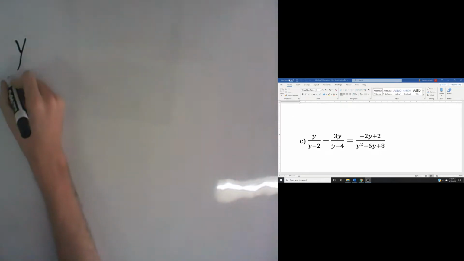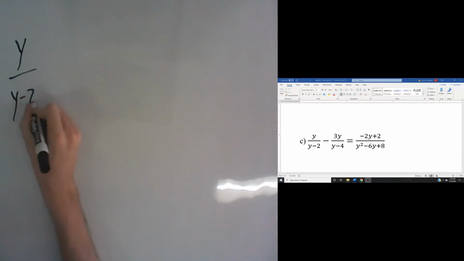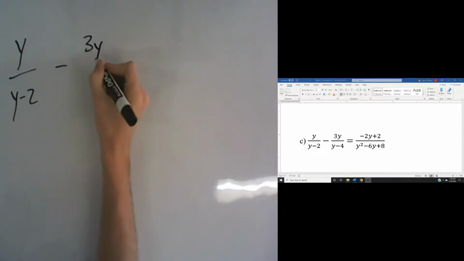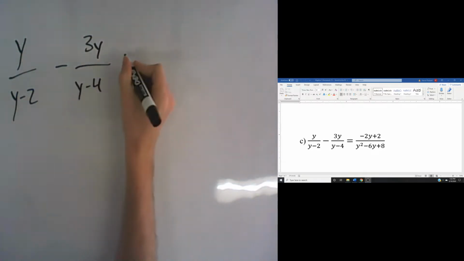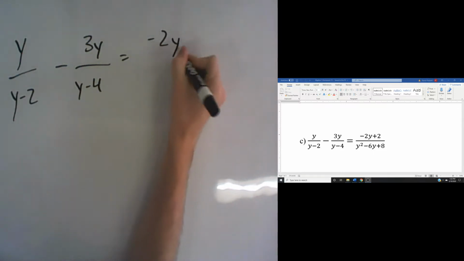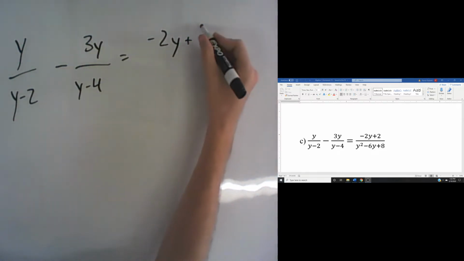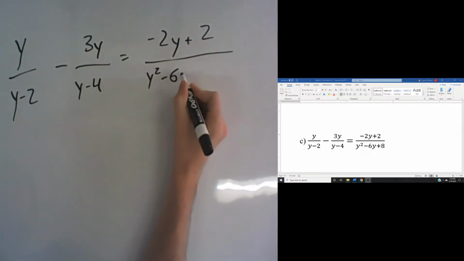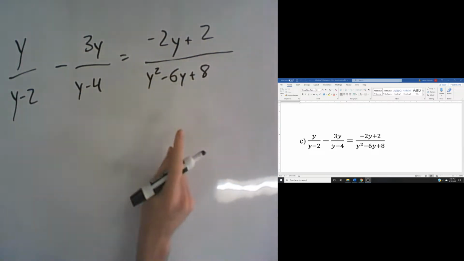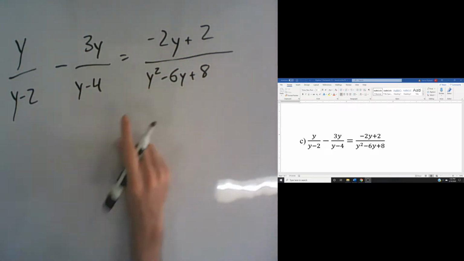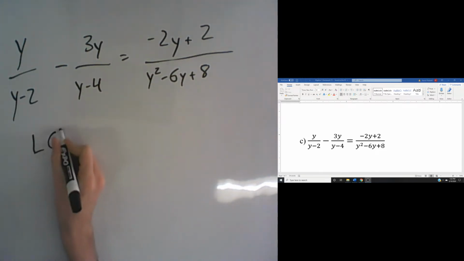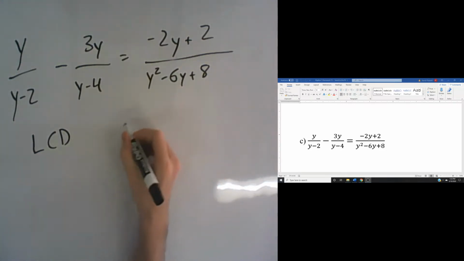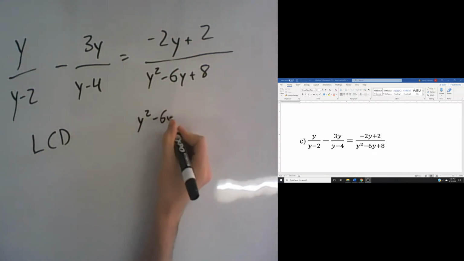Okay? So, 1C, I'm just going to write down right here. My apologies if it's crooked. 3y over y minus 4 equals negative 2y plus 2 over y squared minus 6y plus 8. So we need to have this. We need to find first the least common denominator, and to do that we actually need to factor this. So to factor y squared minus 6y plus 8.